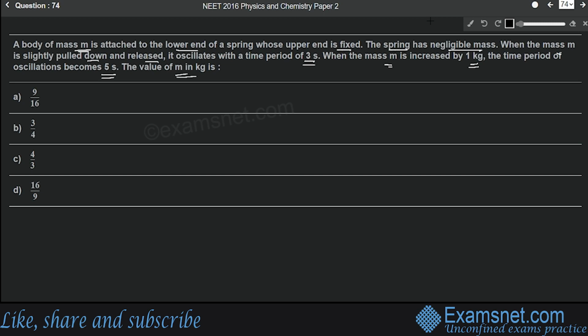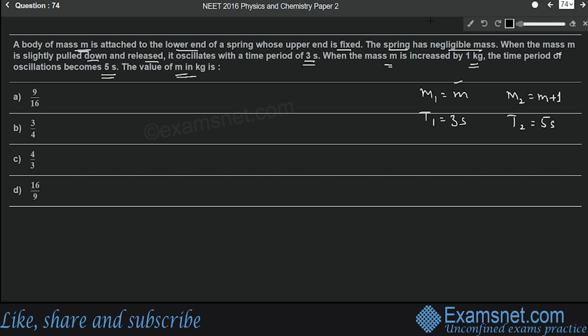So initially the mass was m kg, that means m1 is m, and after some time it has been increased by 1 kg, that means m2 is m plus 1. When the mass was m, then the time period was 3 seconds, so T1 is 3 seconds, and when the mass is m plus 1, then the time period becomes 5 seconds, so T2 equals 5 seconds.